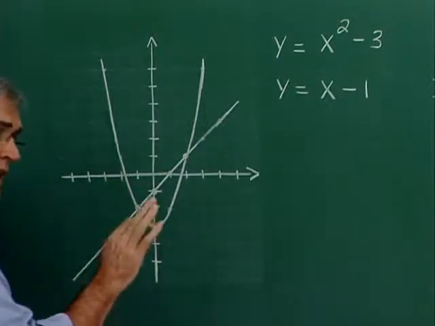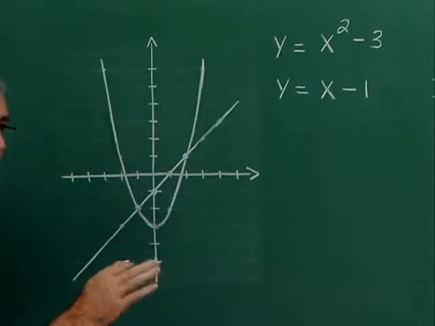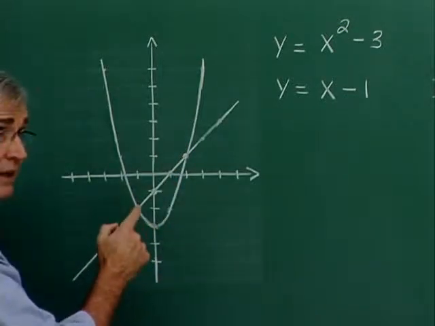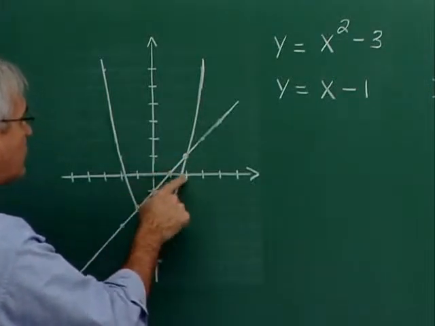Now, we can identify those points both graphically and algebraically. You've probably seen it in the past. Here it's pretty easy graphically to identify the points. We have a point of intersection here at 2, 1.